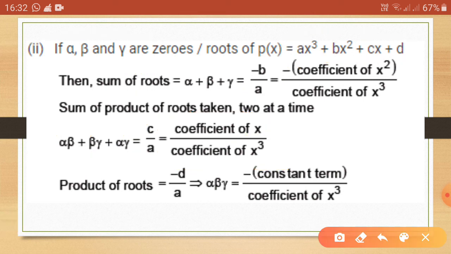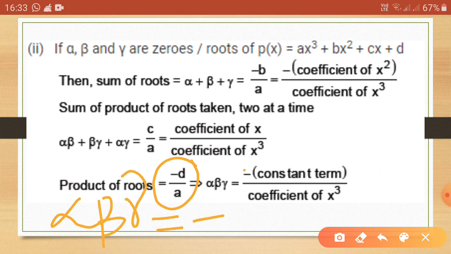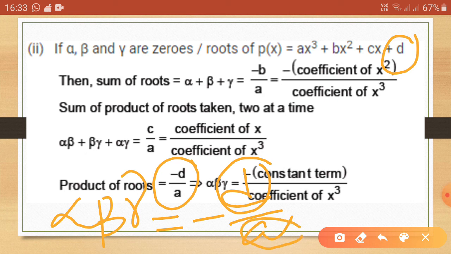And if we find out the product of roots in this expression, then it will be minus d by a. Okay, so the roots were alpha, beta, gamma, so product of roots means alpha beta gamma equal to minus d by a. So d here is the constant term, and in the denominator a is the coefficient of x cube. So the formula of alpha beta gamma, that means the product of roots, is minus d by a.